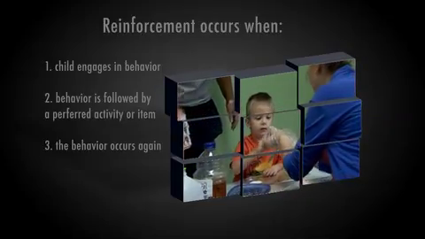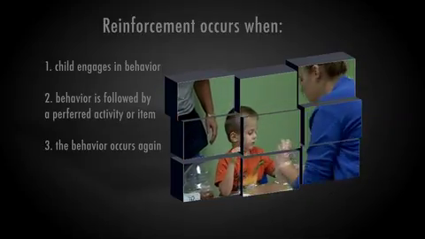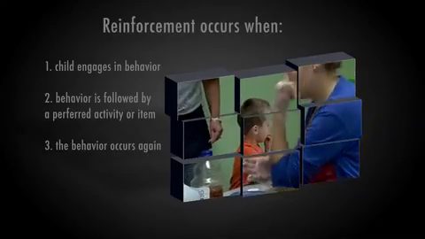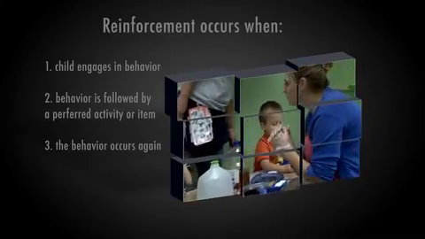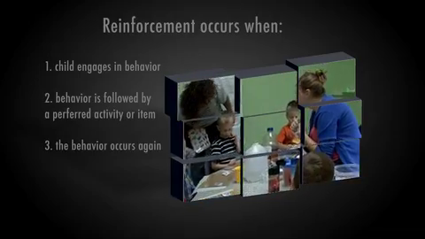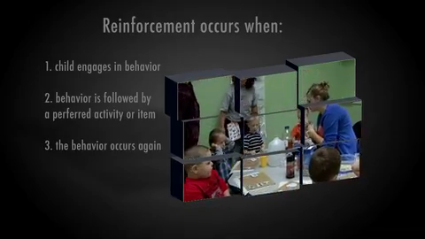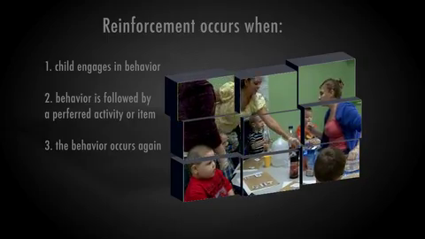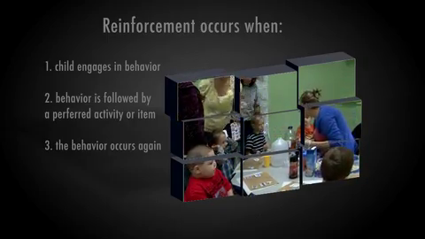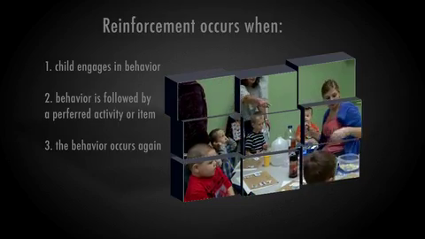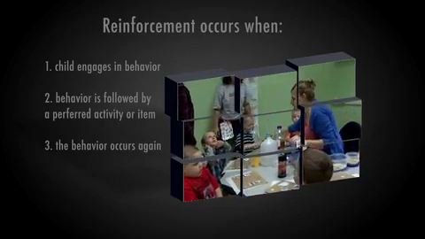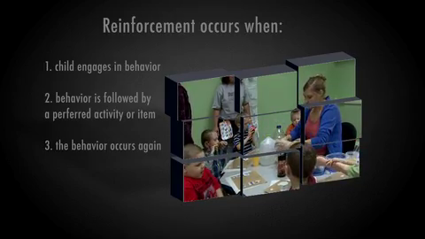We can say reinforcement has occurred when three conditions have been met. 1. A child engages in a behavior. 2. The parent or teacher gives a reinforcer after the behavior. 3. The behavior becomes more likely to occur in the future because, and only because, the consequence is presented dependent on the behavior.